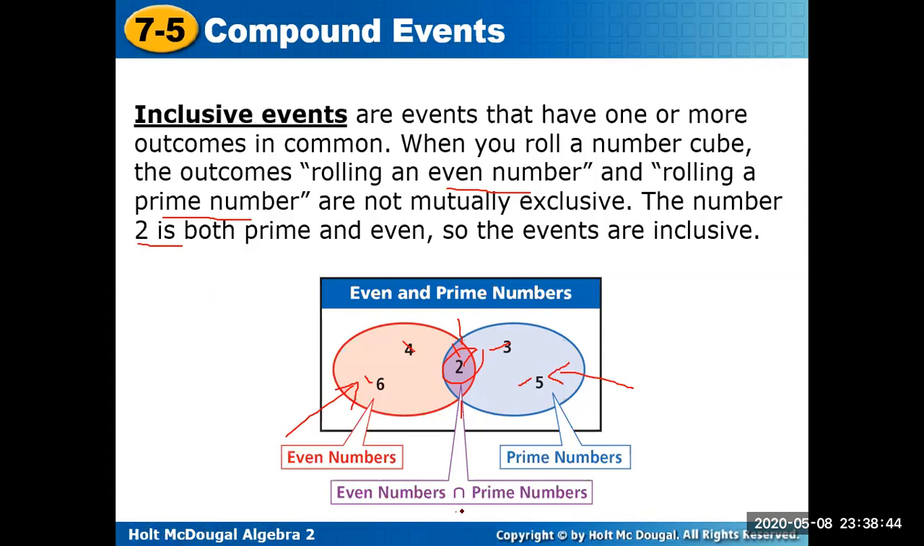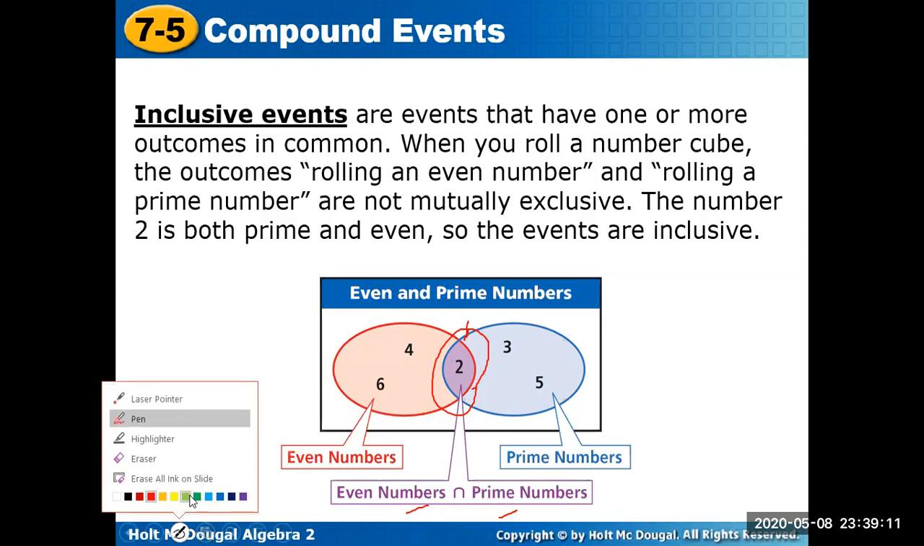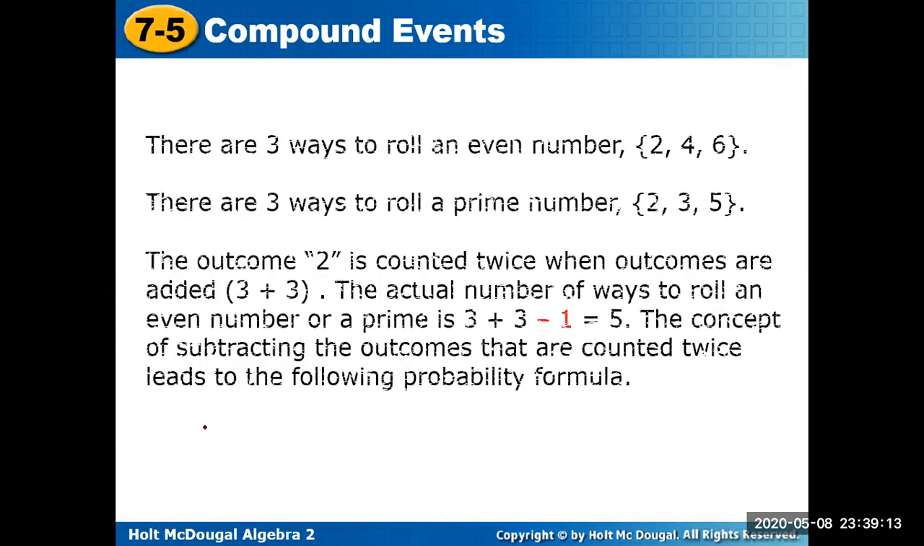So this symbol, I think you already know from before, is the intersection symbol. It's known as an intersection. It indicates the common area, the region of the two circles that are intersecting or overlapping. We call this the intersection. So even numbers intersection prime numbers is the number 2, because it exists in both circles. It's common. This is mutually inclusive events.